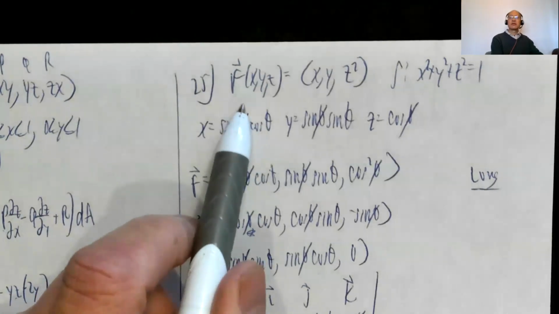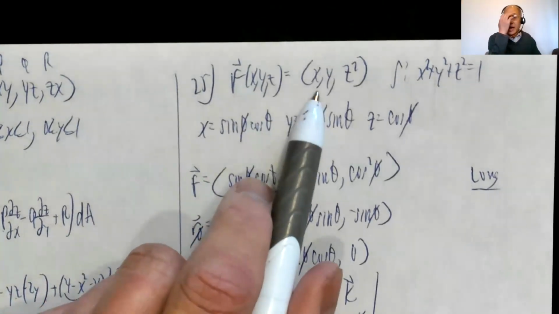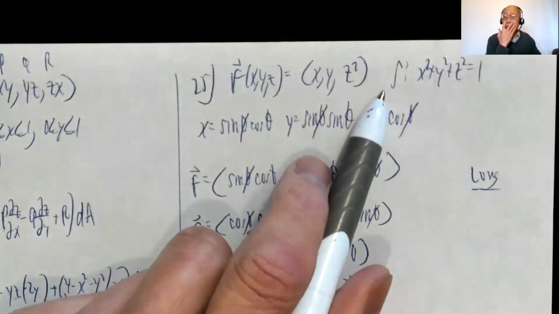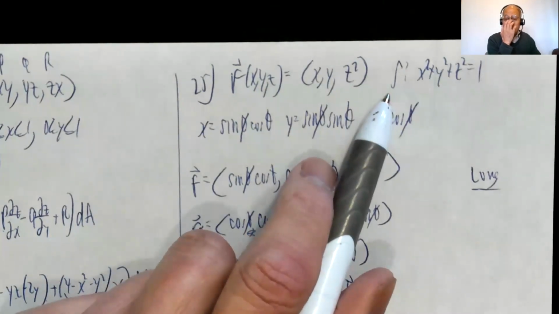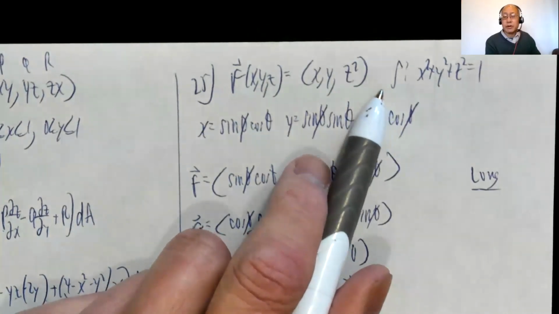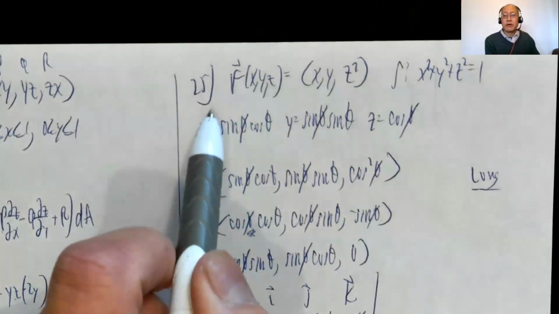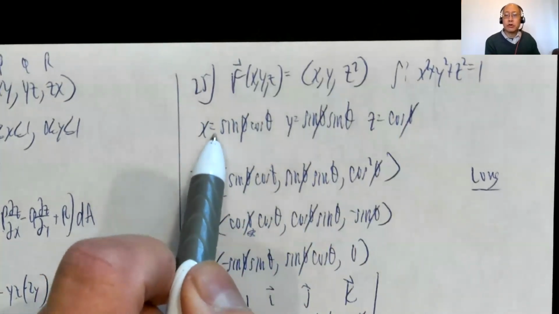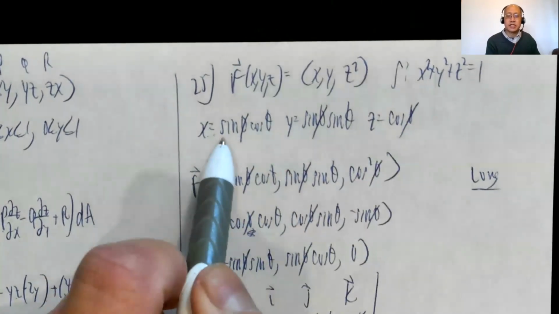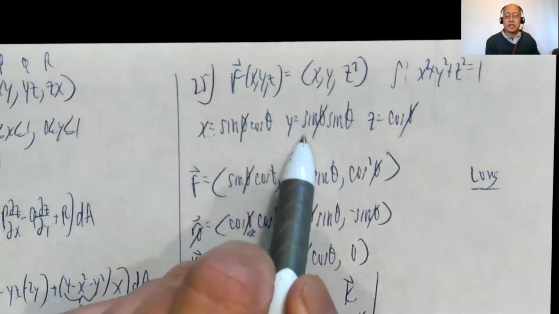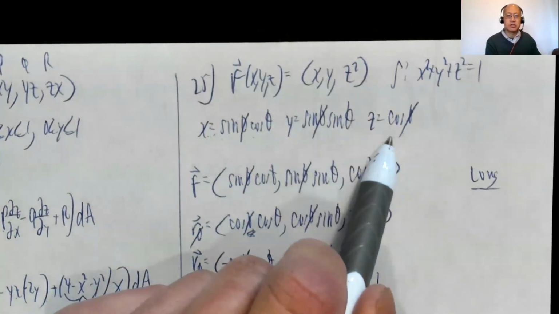Okay, 25. F of x, y, z is that. The surface is x squared plus y squared plus z squared equals 1, which parametrically, I use my formula for spherical coordinates, except rho is 1. So x is sine phi cosine theta, y is sine phi sine theta, z is cosine phi.